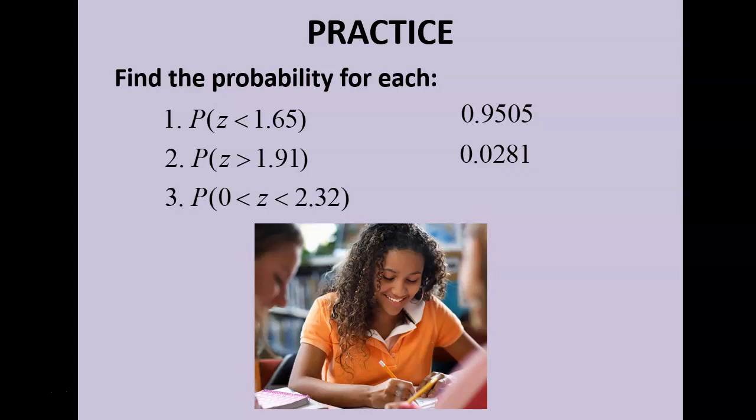Now for number 3, you're going to look up the values for both 0 and 2.32, since we're going between those two numbers, and you're going to subtract them from one another. And in that case, when you look up 2.32, you get 0.9898, and when you look up 0, you get 0.5. So we subtract those, and we get 0.4898. So hopefully that's making some sense to you. You got 3 basic rules to use.